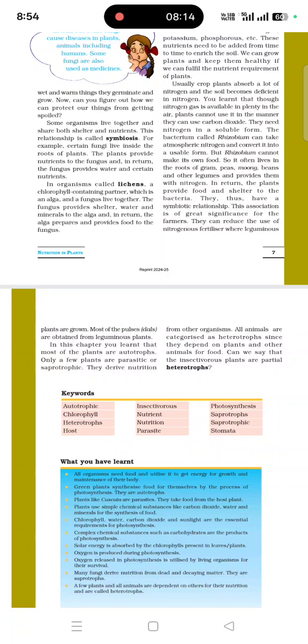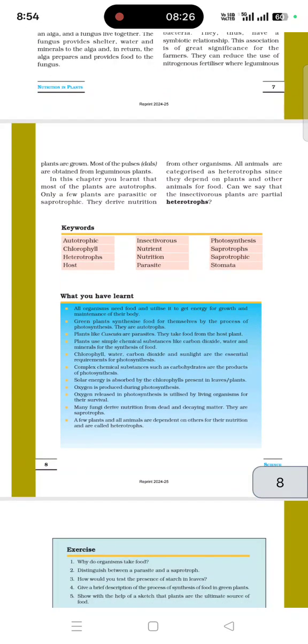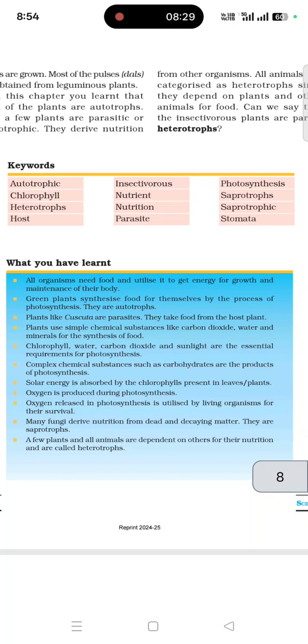Another topic discussed is that all animals are categorized as heterotrophs because they are dependent upon plants and other animals for food. They are generally said to be consumers, and the plant is said to be the producer. Now the summary: all organisms need food and utilize it to get energy for growth and maintenance of the body. Green plants synthesize food for themselves by the process of photosynthesis, hence they are called autotrophs.